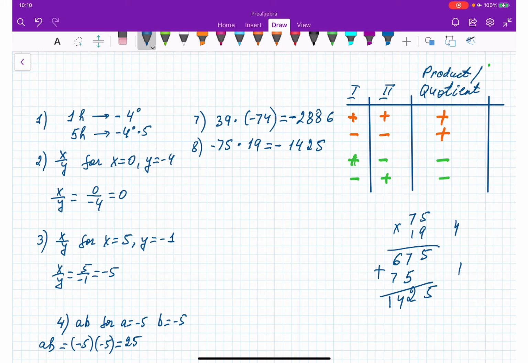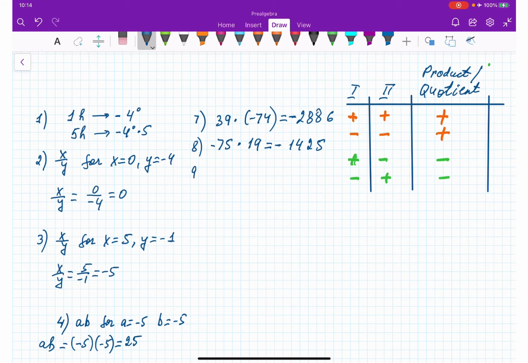Question number 9. We have negative 2 times negative 5 times negative 6. So what do we get? We have 3 negative terms.